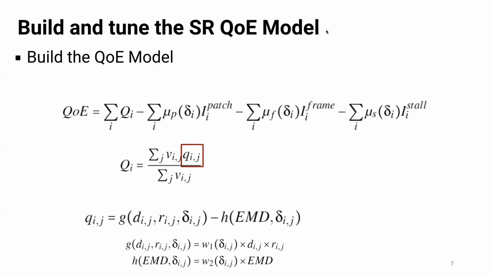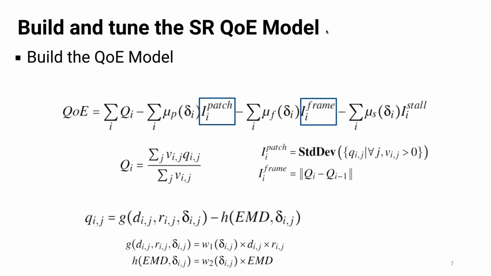So G is for the positive score of the quality of the j-th patch, and H is the negative side of the j-th patch. So if your upsampled point cloud is quite far from the original one, then you get a negative quality. And they determine this in an empirical manner.